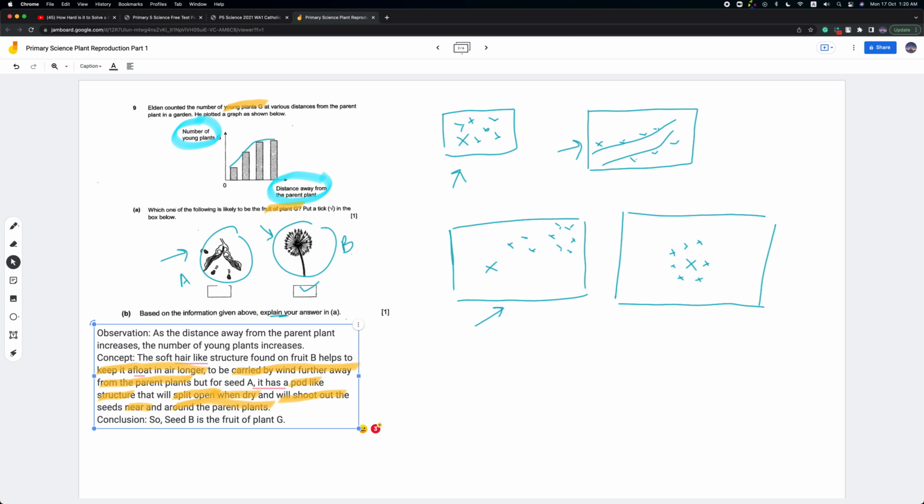Alright, so observation, concept, conclusion. Observation is just what you see. Concept is taken from your notes or from your book. Alright, you learn this from your book. Okay, that the soft hair-like structure or the wing-like structure, what does it do? It keeps the fruit afloat in air longer so that it can be carried by wind further away from the parent plants. And for the pod-like structure, or for the seeds dispersed by explosive action, you learned that they have pod which splits open when dry. And what happens when they split open when dry? They will shoot out seeds near and around the parent plants. Okay, and the conclusion, just take it from the question.